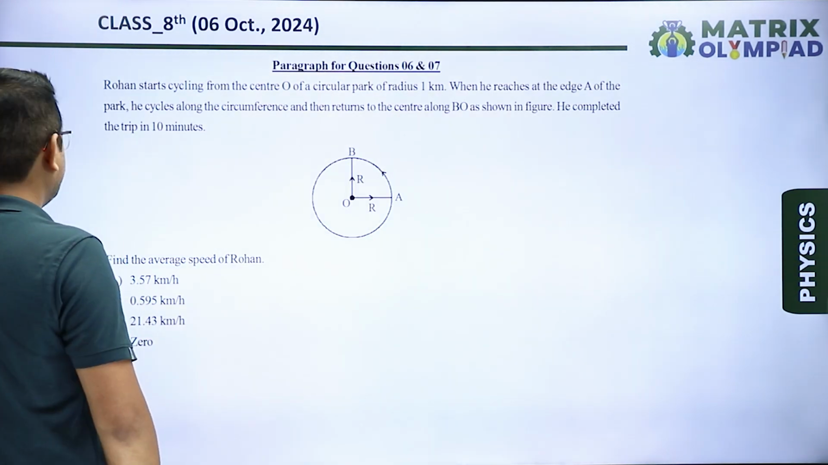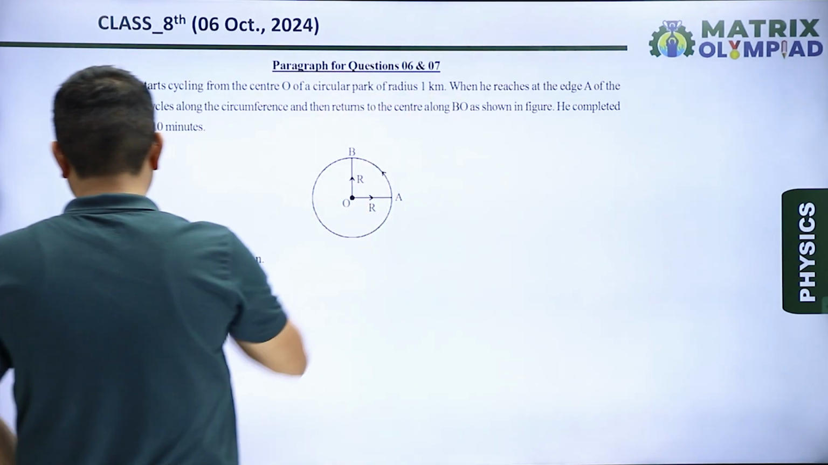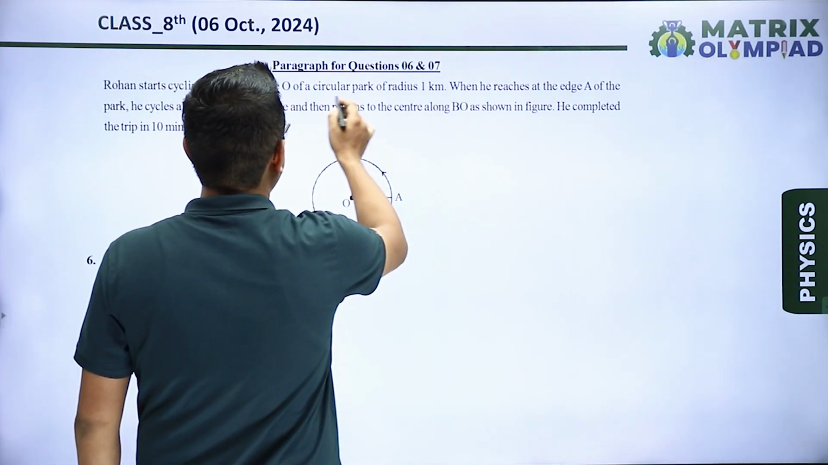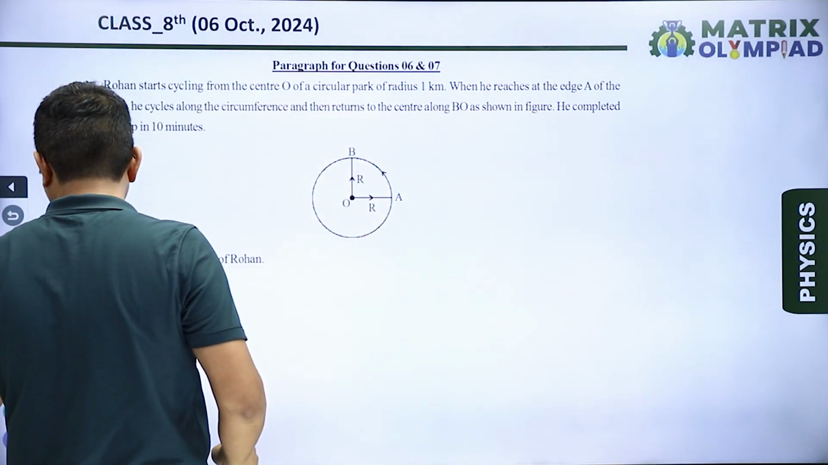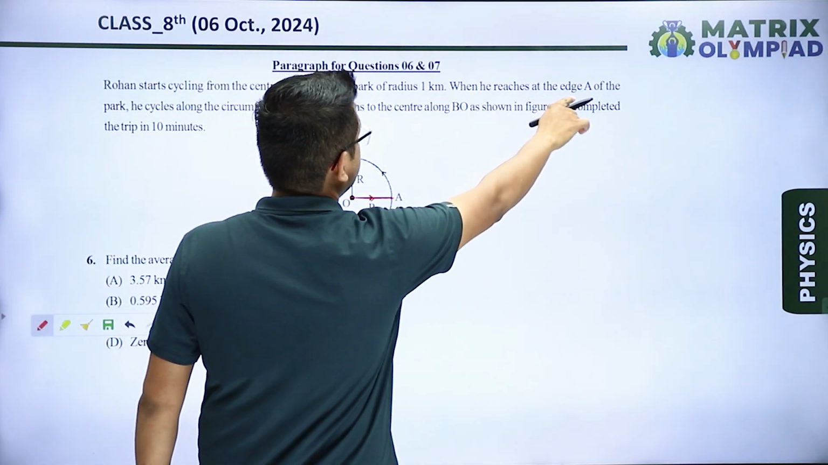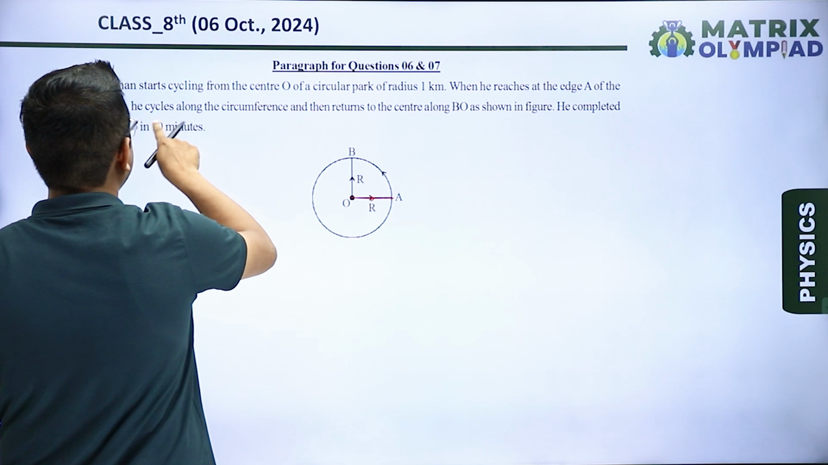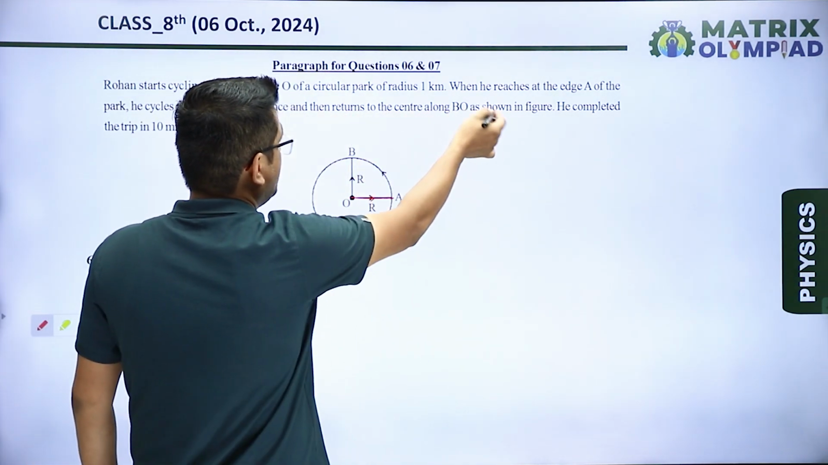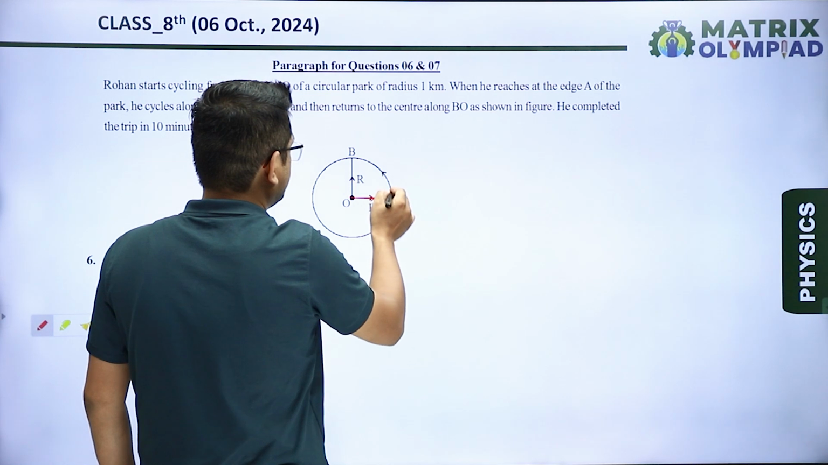Question number 6. It is based on a paragraph and it is said here that Rohan starts cycling from the center O of a circular path. The motion is started from O to A. When he reaches the edge A of the park, he cycles along the circumference and then returns to the center O as shown in the figure. So the path of motion is like this.